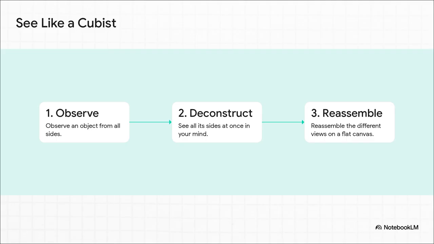You can think of it in 3 steps. Okay, step 1, you look at an object, say a guitar. Step 2, you mentally break it apart, picturing its front, its back, its sides, all simultaneously. And step 3, you put all those broken pieces back together on the flat canvas. You're not painting what a guitar looks like from one spot, you're painting the idea of a guitar.